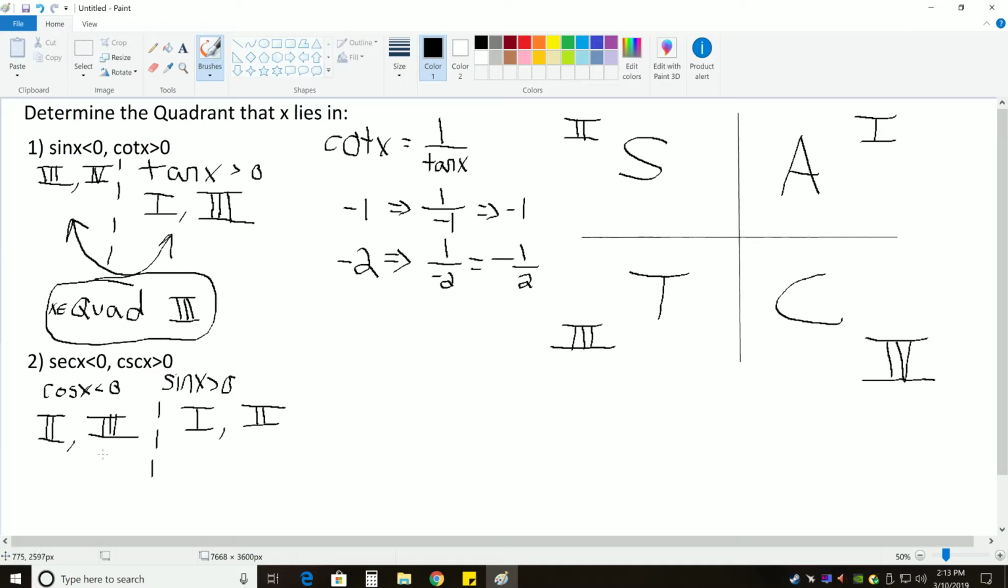And now, just like before, we want to check what's common between these two choices. So here we have quadrant 2, and here we also have quadrant 2. So we say that x is in quadrant 2. And now we check if there's any other choices that match up in both cases, but we have a quadrant 3 here, a quadrant 1 here. They don't match up, so x is only possible to be in quadrant 2.